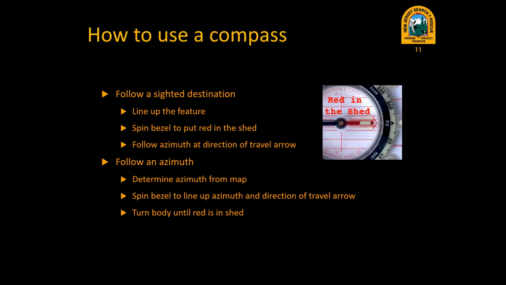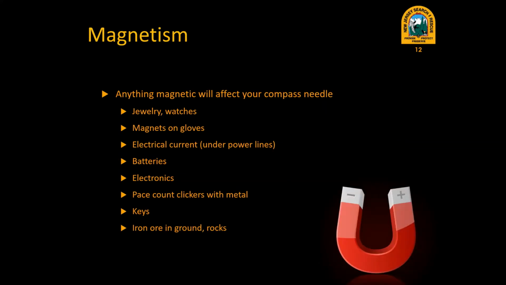That's a great point, and it brings us to magnetism. Many things that you encounter in the field will be magnetic. The radio in your chest harness, for example, your GPS, your watch. All of these things can be magnetic, and they'll pull your compass off true.